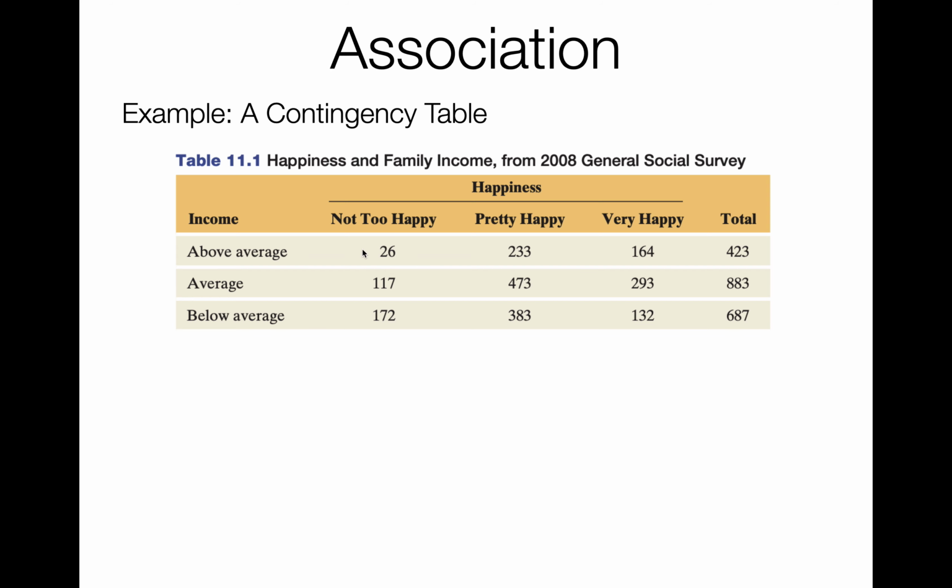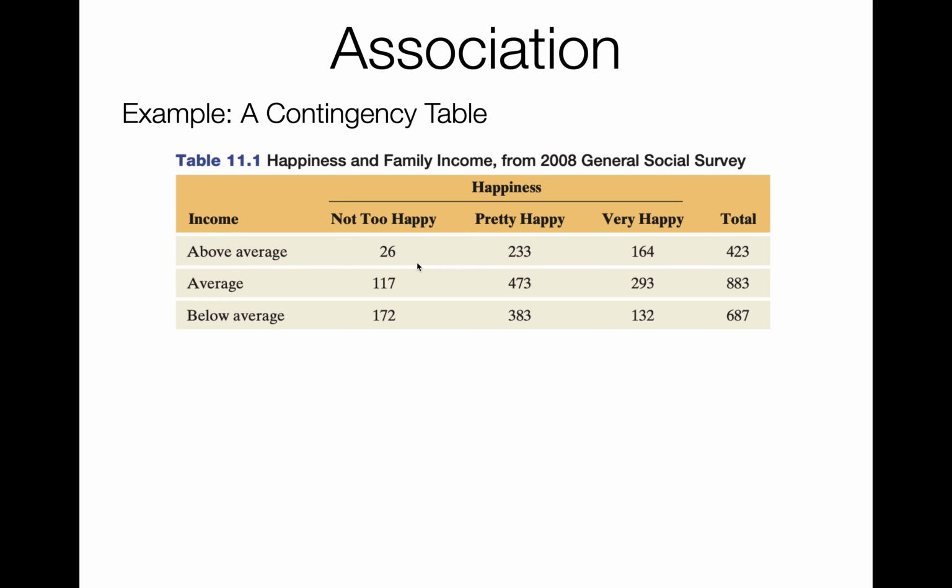So there are 26 people who said that they have above average income and they are not too happy. Okay, so that's how you read a contingency table for anyone who's unsure about that. I know it's been a while since we've thought about contingency tables, but there it is.